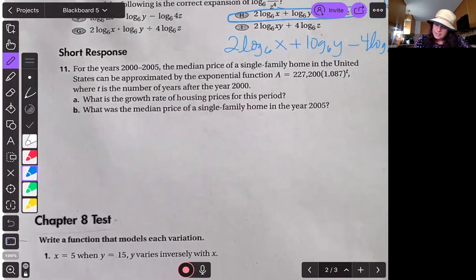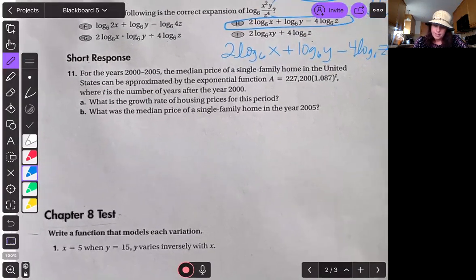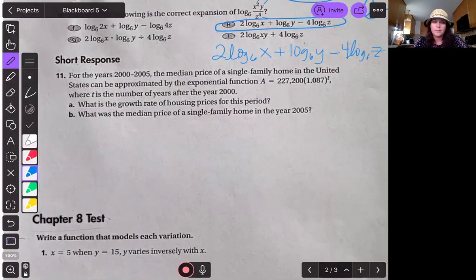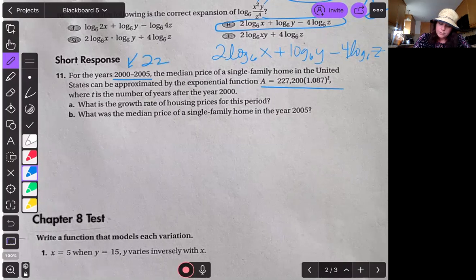All right, now this problem has been one of my favorite problems because this is actually something that happened to me. It was crazy, like these numbers and everything. So for the years 2000 to 2005, the median price of a single family home in the United States can be approximated by the exponential function right here. I purchased my first home in 2000, and I purchased it for $220,000, which seems like a steal right now, especially with the housing up so high. But that's what the starting would be for the year 2000 to be just about what I paid for my house, which is kind of funny.